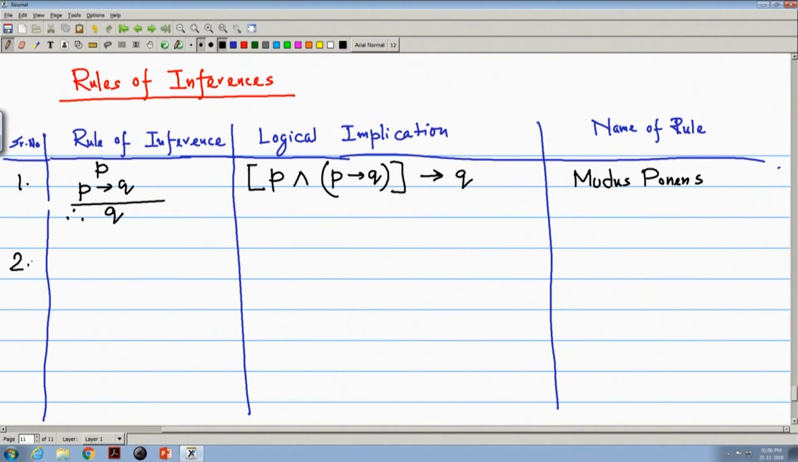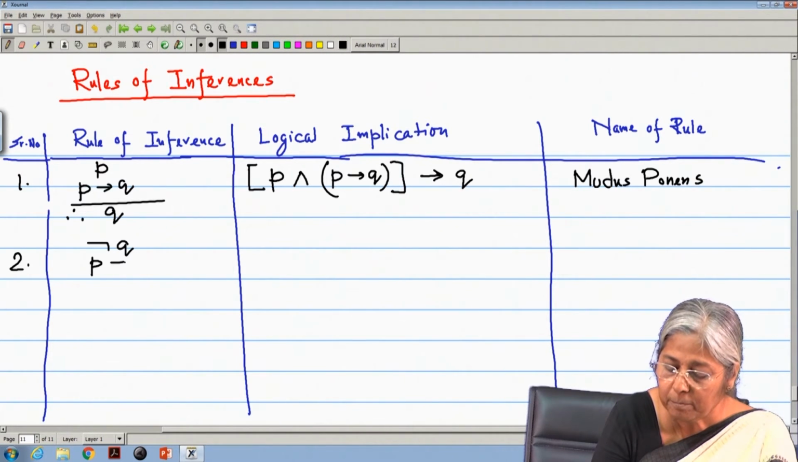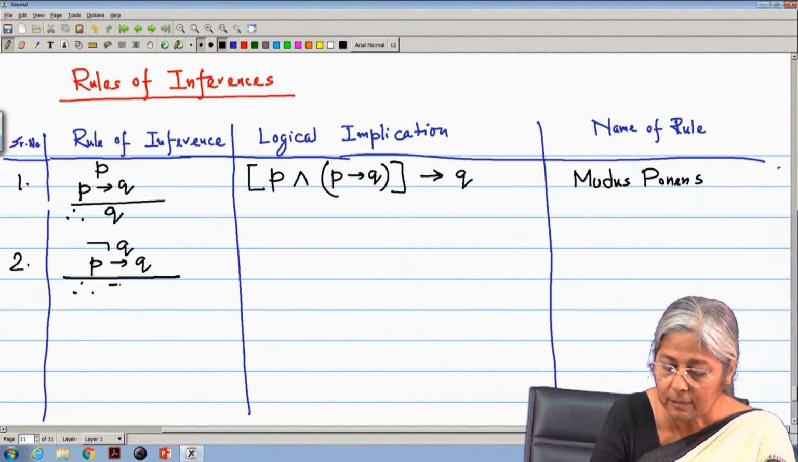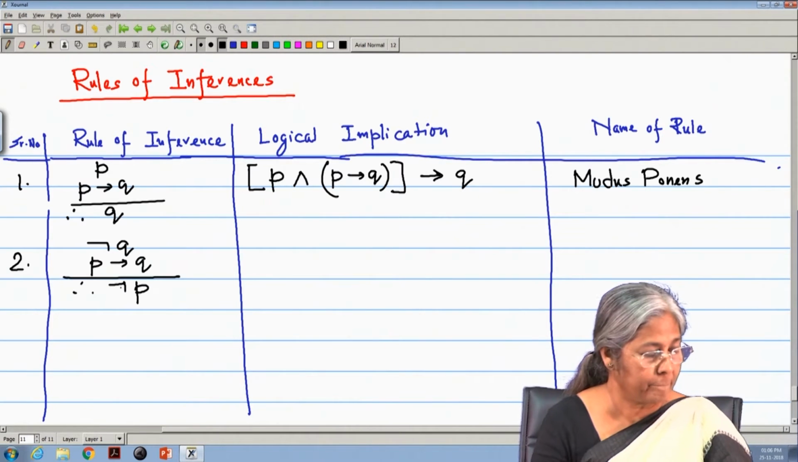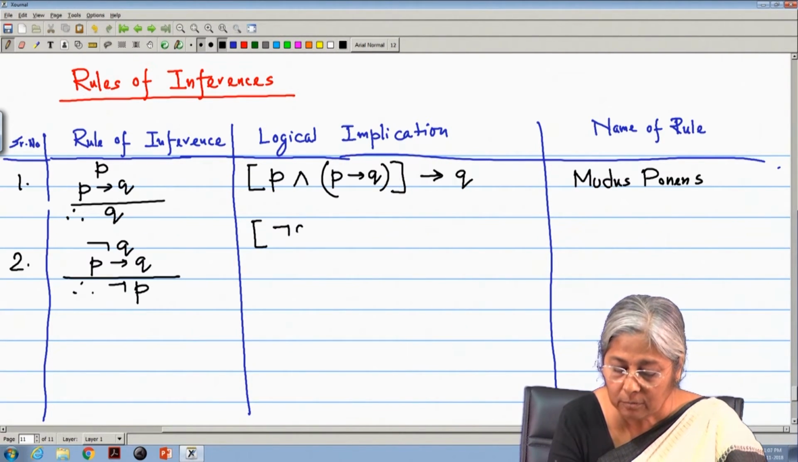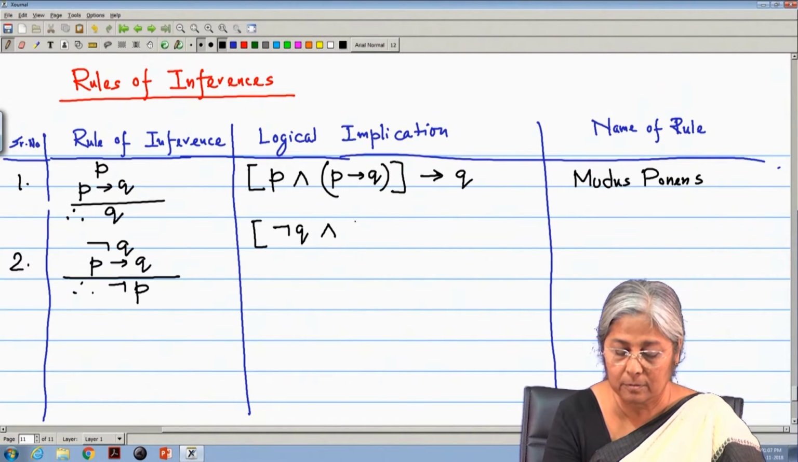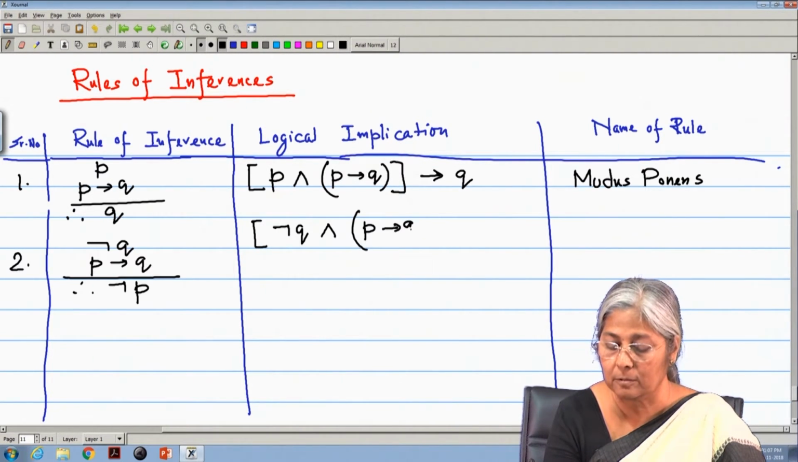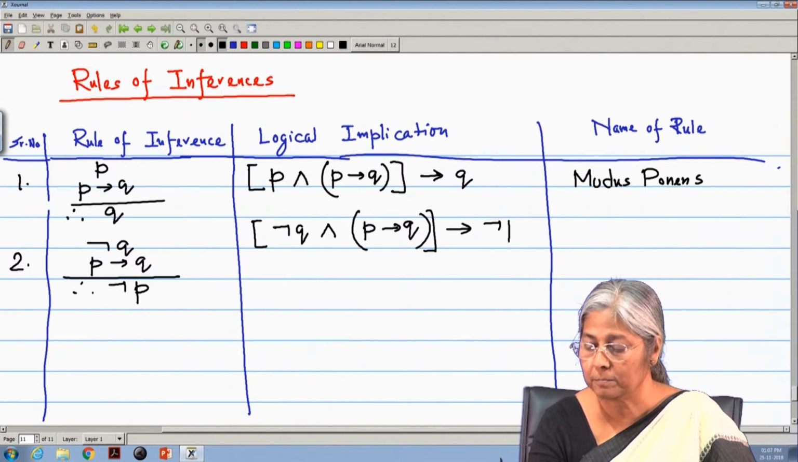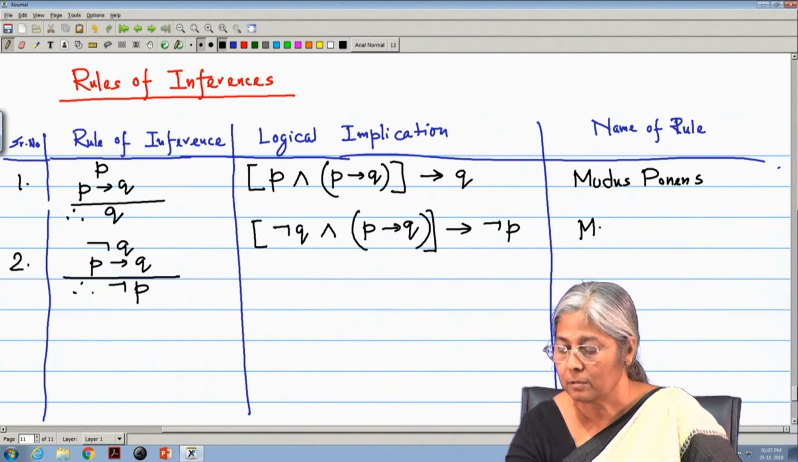We have seen the second one, the negation Q and P implies Q, that results in negation P. So, the logical implication is negation Q and P implies Q, this implies negation P. It is called the modus tollens.